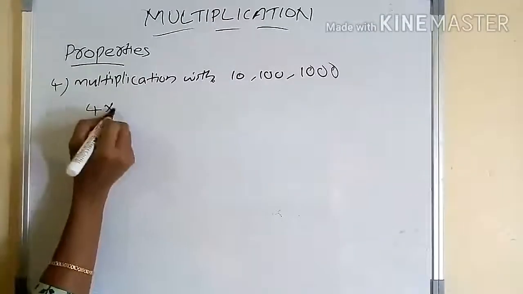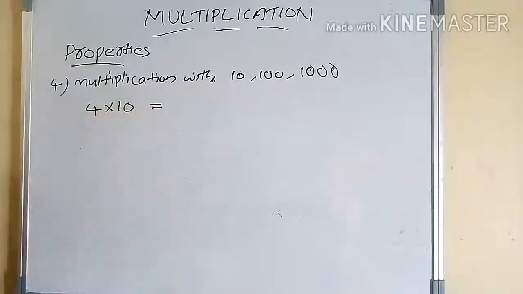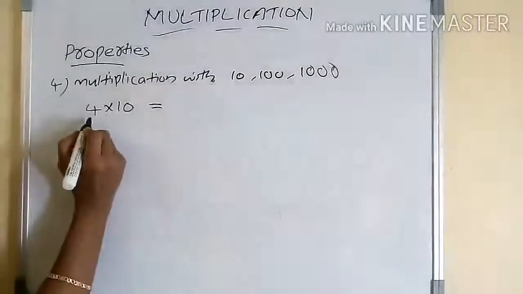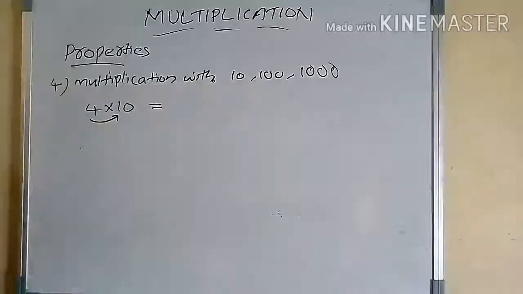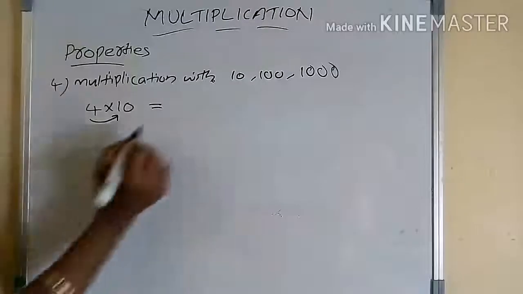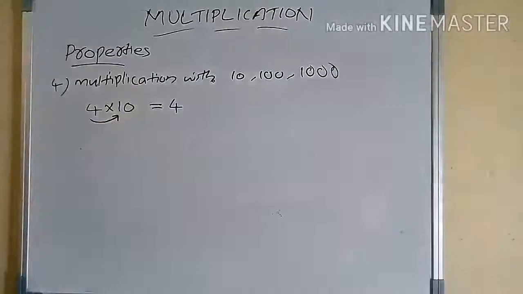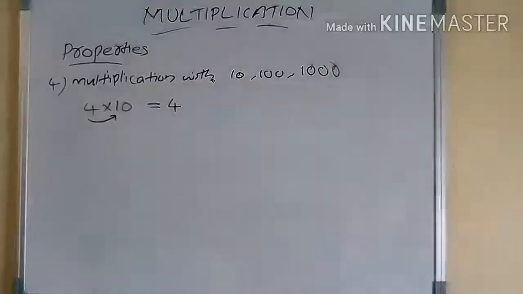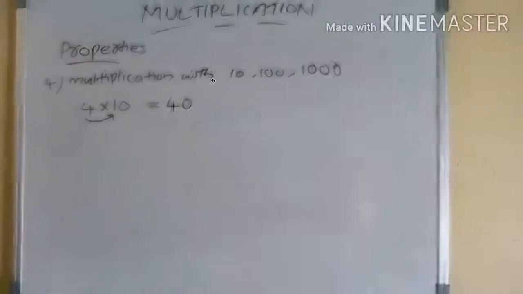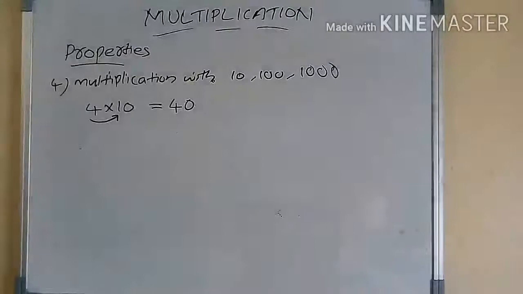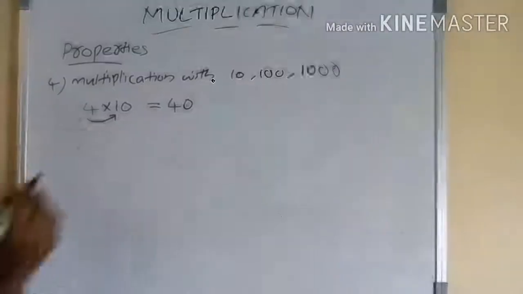4 into 10. What is the answer? 4 into 10. First we multiply 4 into 1. So what is the answer? 4 into 1? 4. Okay, in 10, how many zeros? The 1 0. So put that 0 here. So what is the answer? 4 into 10? 40. Okay, next.